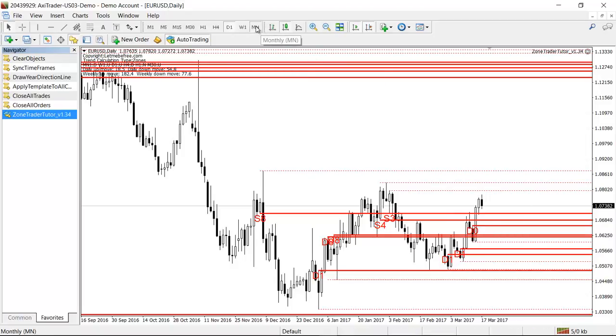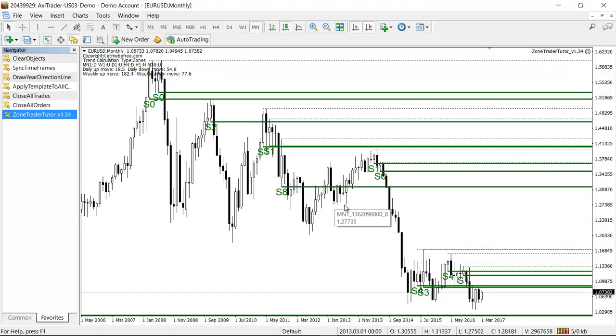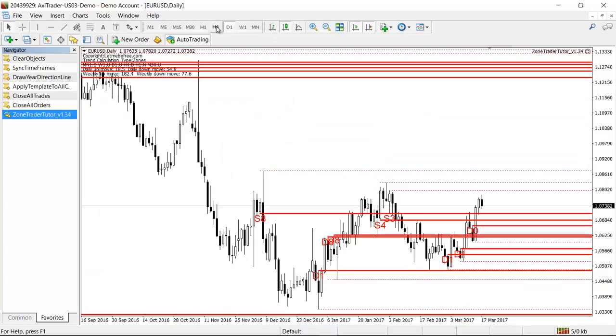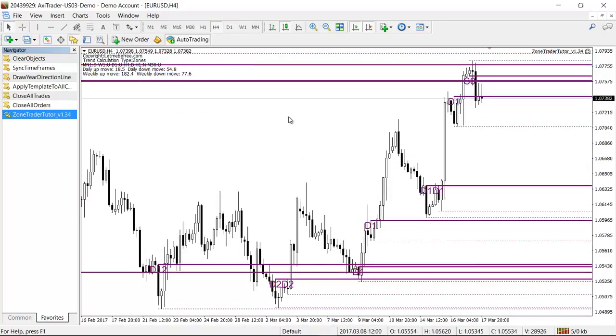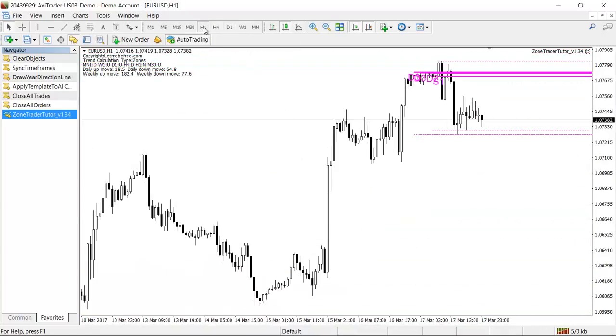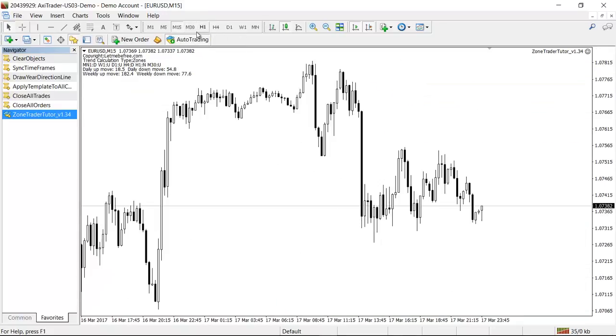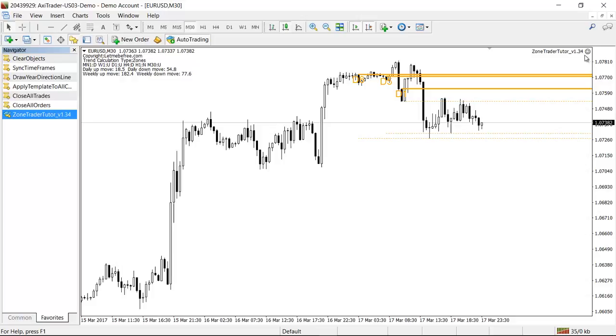Now you can switch between time frames. Here we have monthly, here they apply in green, weekly will be blue, daily is in red, H4 is in purple, and you can go right through the time frames down to M30 is the last one that is set by default.